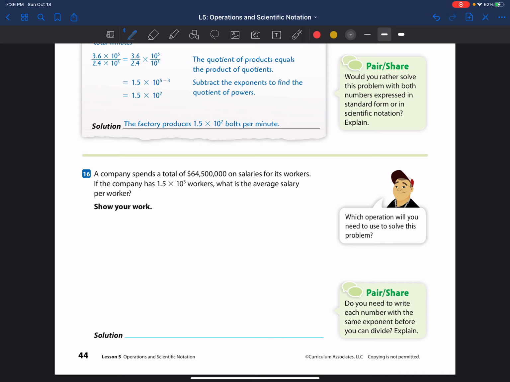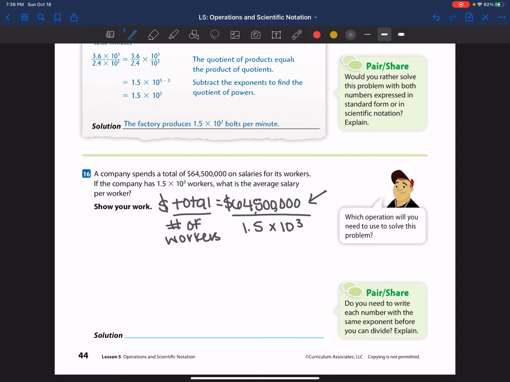So our total salary, they gave us our total salary. And they gave us the number of workers. So we really are just comparing the two, and we're just trying to find the amount per worker. So the dollars per worker. Okay, and 1.5 times 10 to the third. So the first thing we need to do is change this very large number from standard form to scientific notation.